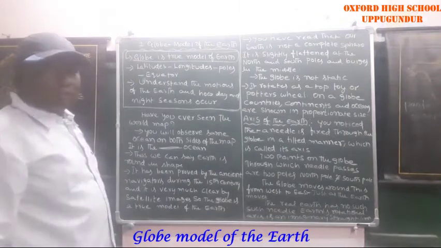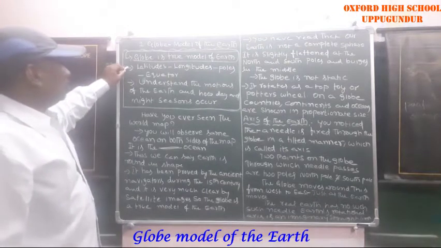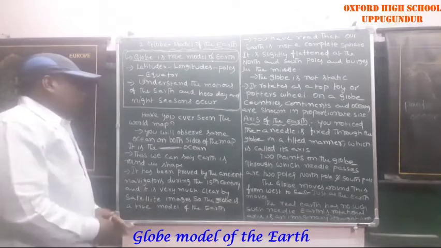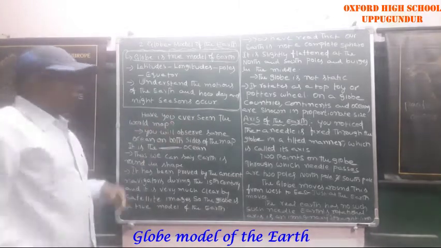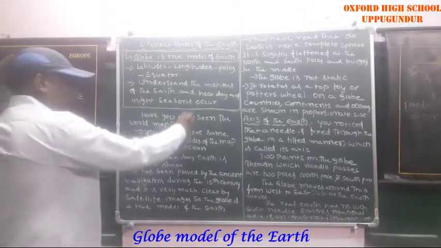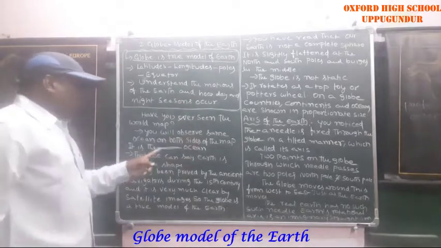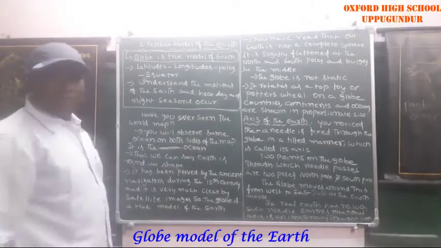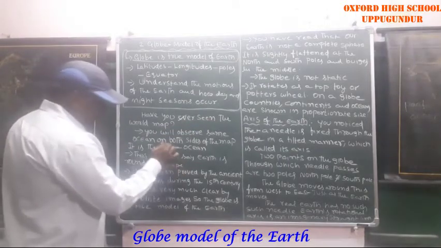Then the next one is latitudes, longitudes, poles and equator. I will explain to you. So here what I have written: have you ever seen the old map? I showed you the old map. You will observe the same ocean on both sides of the map. It is the dash ocean. Just now I explained to you. Which ocean? Yes, the Pacific Ocean.